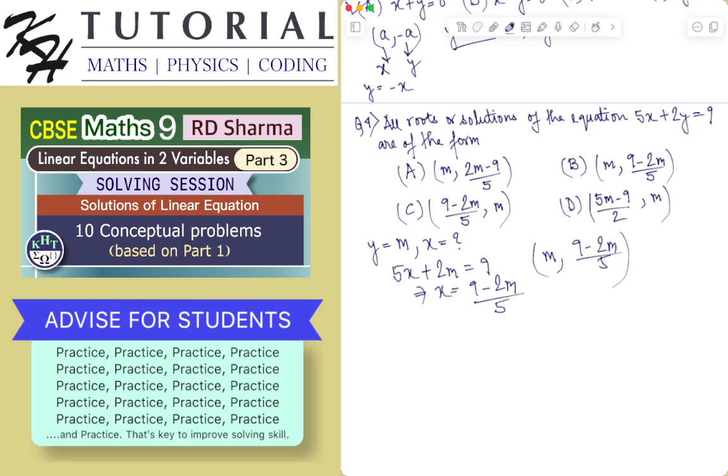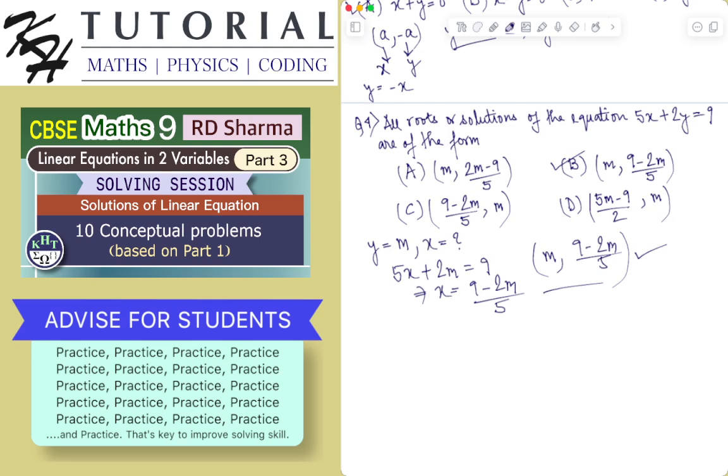So obviously I can say that all roots of the given equation will be of the form m comma (9 minus 2m) by 5, where m is any real number. Now you see if this exists in any of the choices or not. Clearly it exists. It is choice B. And since all of these multiple choice questions are single correct, then obviously B has to be the correct choice.